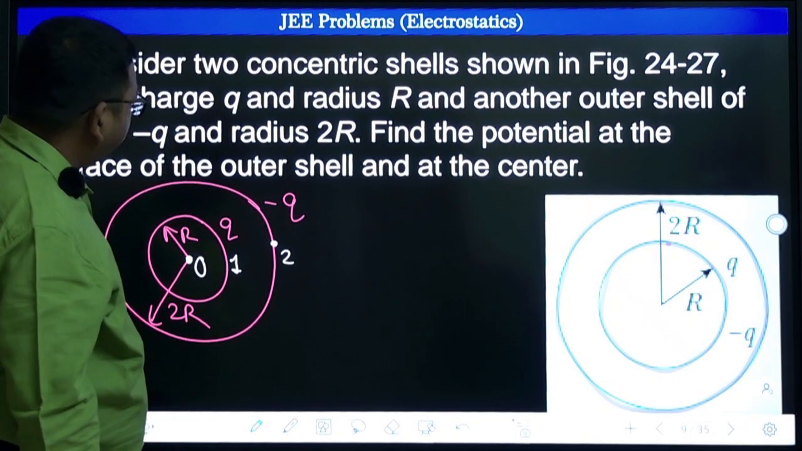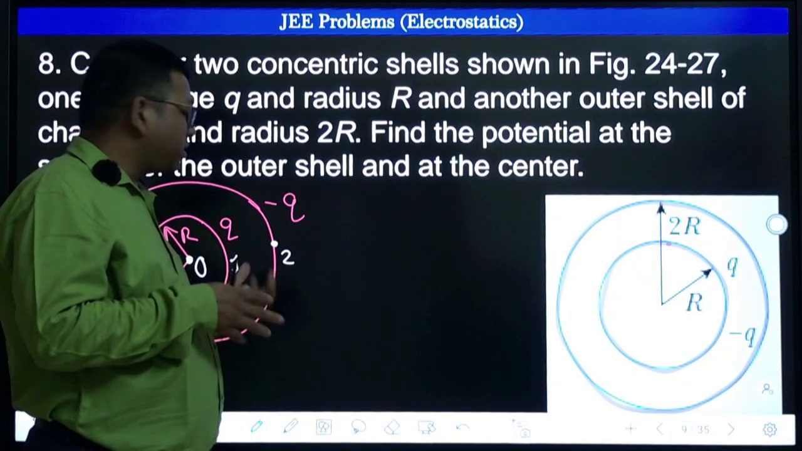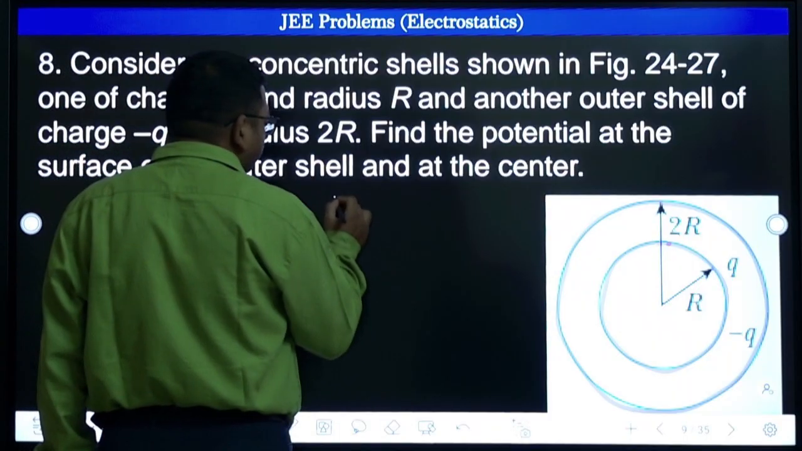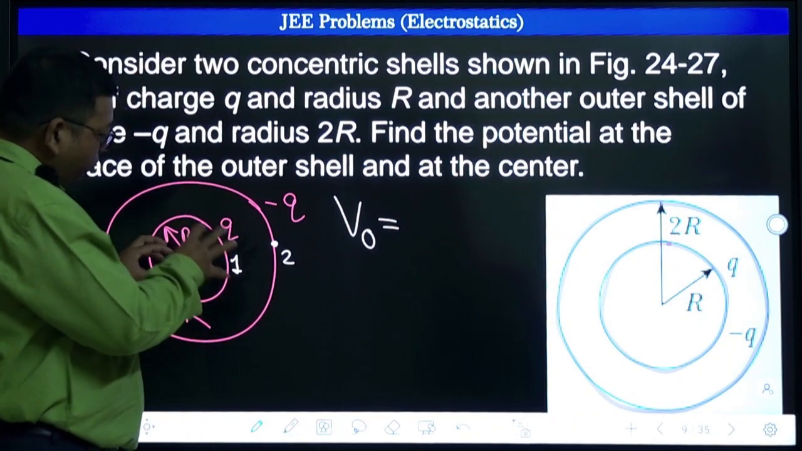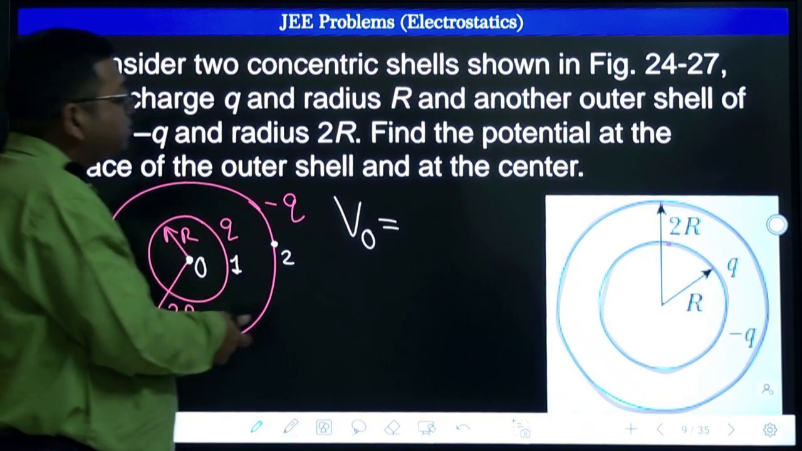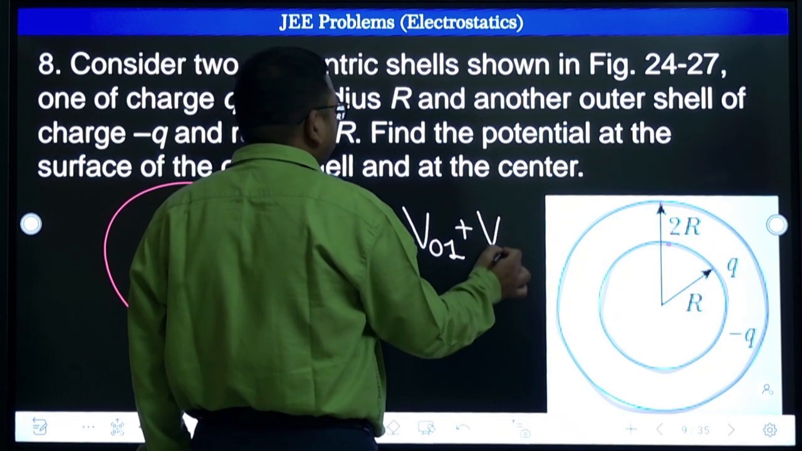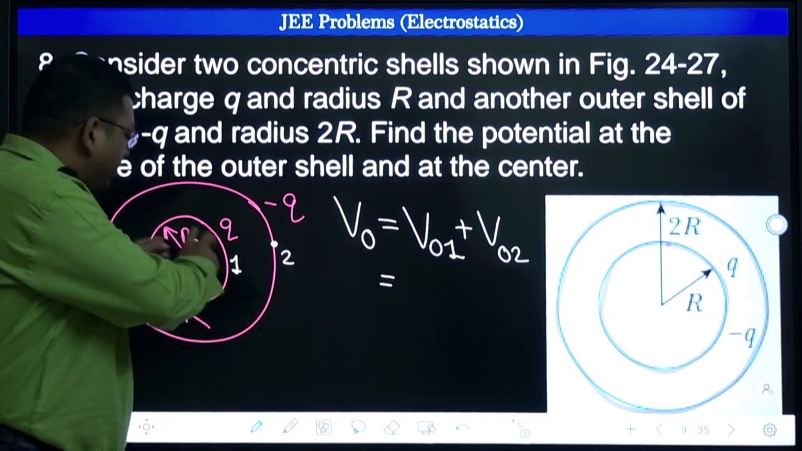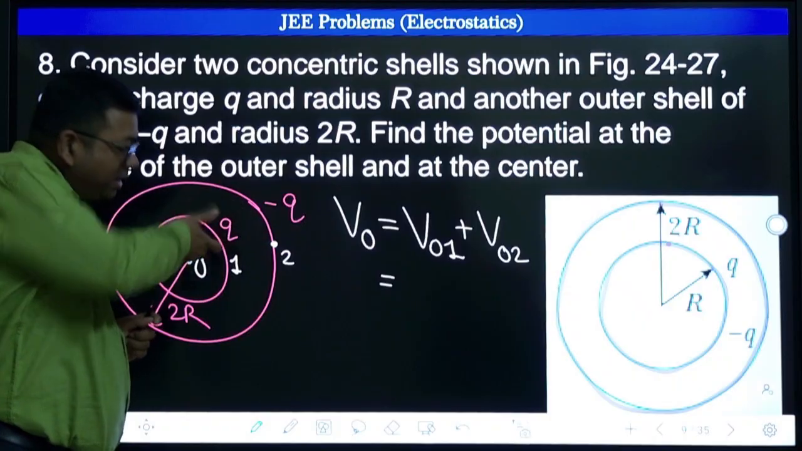First of all, charge distributions can happen due to induction. But let us try to calculate the potential at 0. The potential at the center will be due to the first charge distribution, which means due to the first sphere and due to the second sphere. So potential at O due to 1 plus potential at O due to 2. Let us try to write it simply. This point is inside sphere 1 and also inside sphere 2.